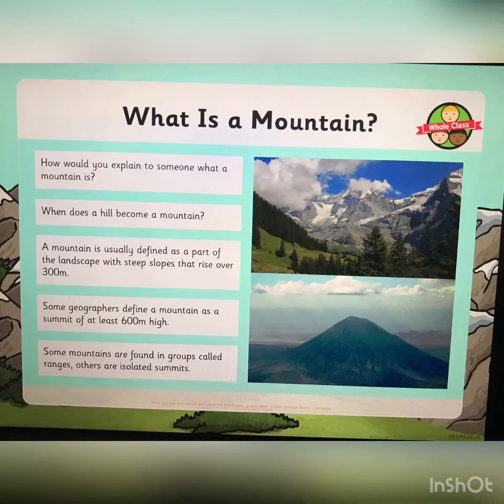So what exactly is a mountain? How would you explain what a mountain is to somebody who had no idea what a mountain was? Also, when does a hill turn into a mountain? There has to be some relative guidelines which define what a hill is and what a mountain is. So a mountain is usually defined as part of the landscape with a steep slope that rises over 300 meters. Some geographers define a mountain as a summit at least 600 meters high. And some mountains are found in groups called ranges. Others are just isolated summits.